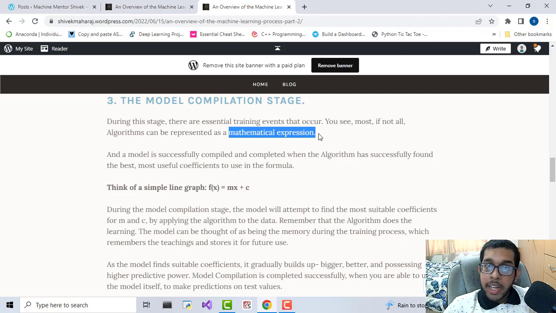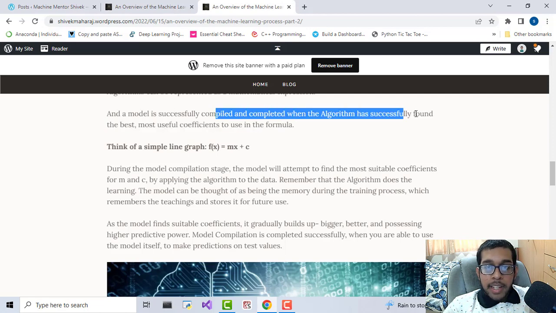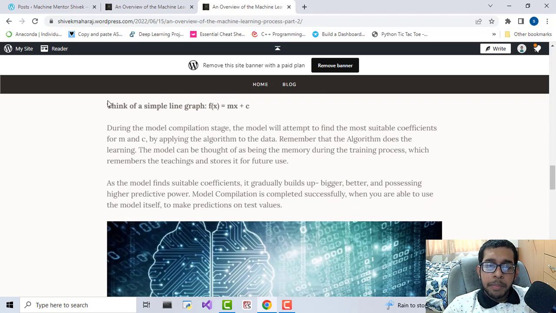You see, every algorithm can be brought down to a base form, and that is in the form of simple variables and so on. A mathematical expression or equation. Now, the model is successfully compiled and completed when the algorithm has successfully found the best, most useful coefficients to use in the formula. Okay, think of a simple line graph.